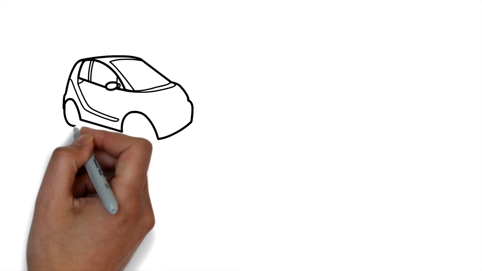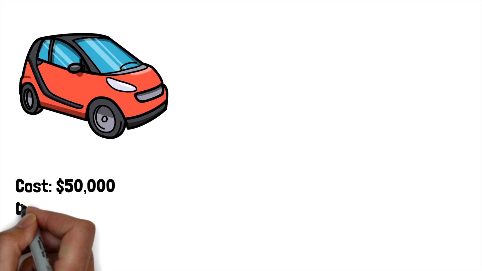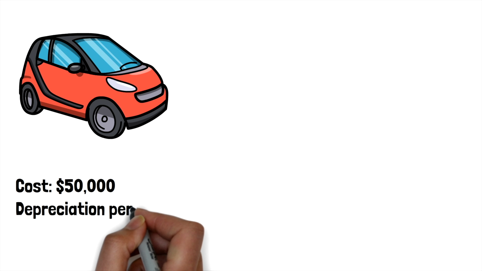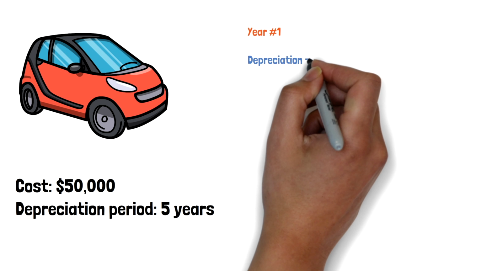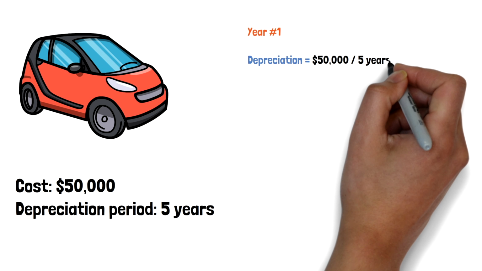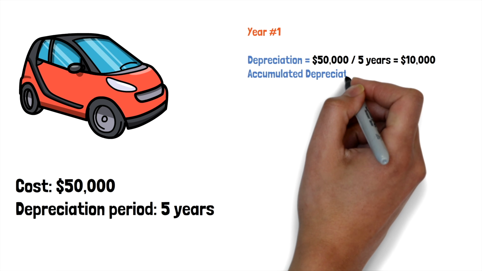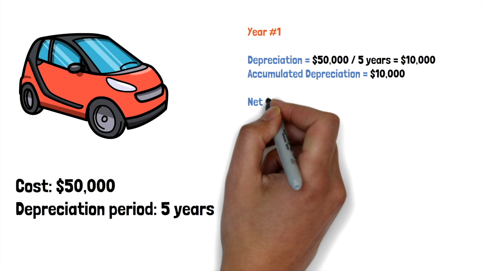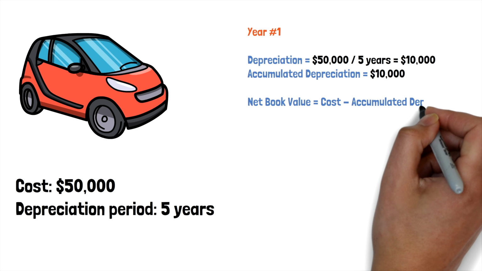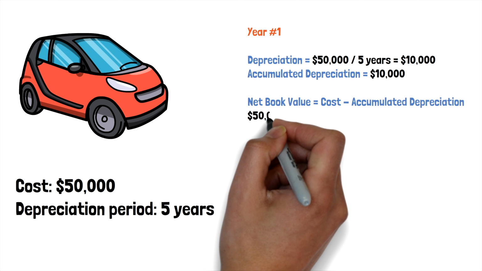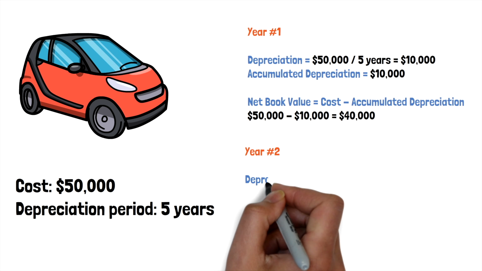Alright, so let's say that you decide to purchase a new car. The car will cost you $50,000 and you will depreciate it over a period of 5 years. So in year 1, you will take a depreciation expense of $50,000 divided by 5 years, so $10,000. Your accumulated depreciation will also go up by the $10,000. Net book value will be basically your cost of the car minus accumulated depreciation, so $50,000 less $10,000, which is $40,000, and that's the result in year 1.